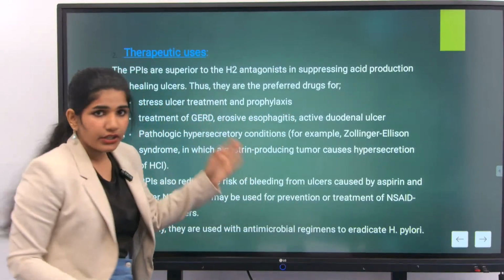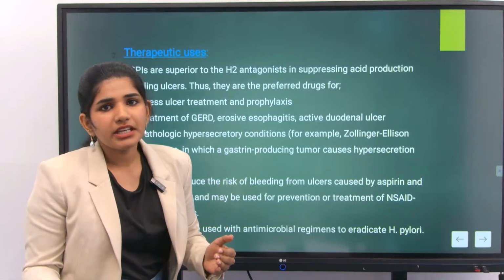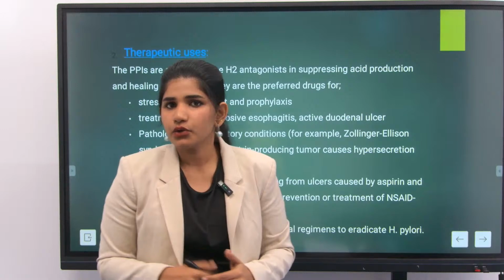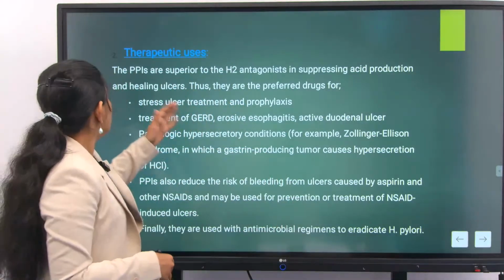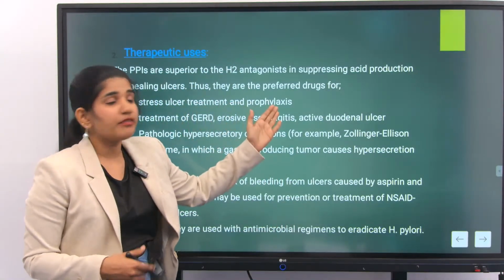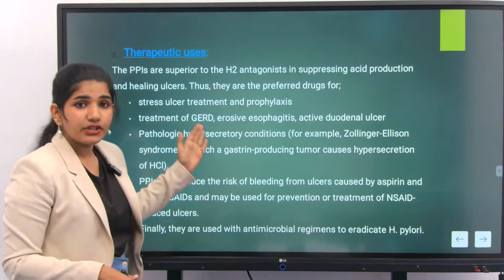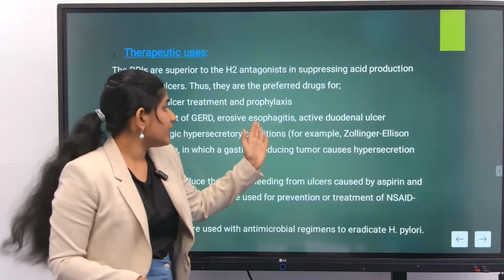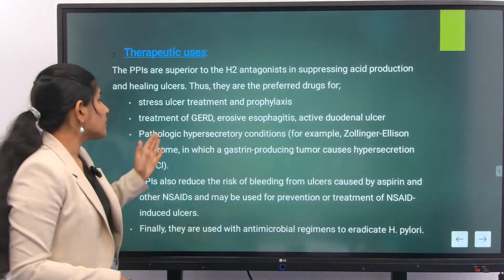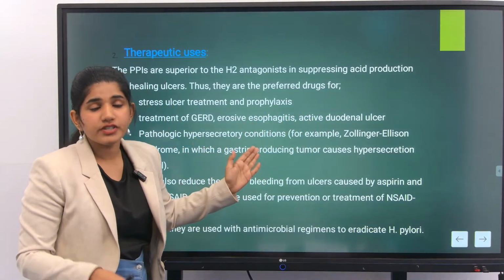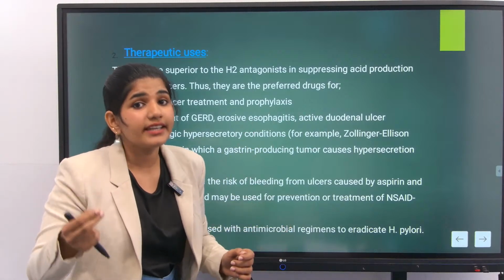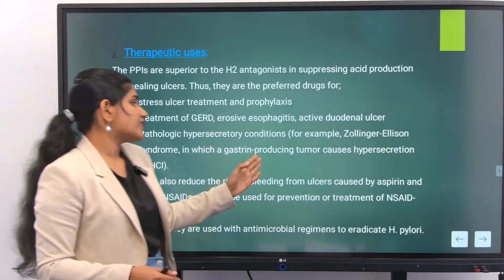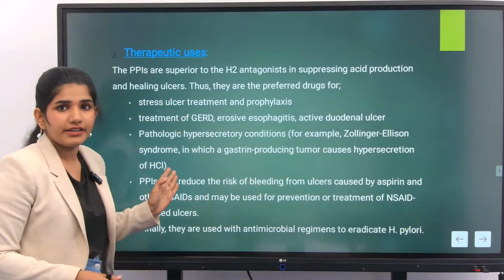Next are the therapeutic uses. Why proton pump inhibitors? We can use them in all of the gastric GIT conditions. We can go for proton pump inhibitors in stress ulcer treatment and its prevention, that is prophylaxis. Then GERD, that is gastroesophageal reflux disease, erosive esophagitis, active duodenal ulcer, and pathological hypersecretory conditions. The hypersecretory condition is Zollinger-Ellison syndrome. We have studied that, in which a gastrin producing tumor causes hypersecretion of hydrochloric acid.